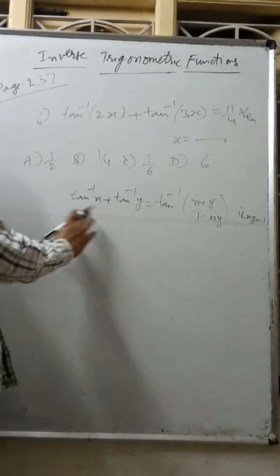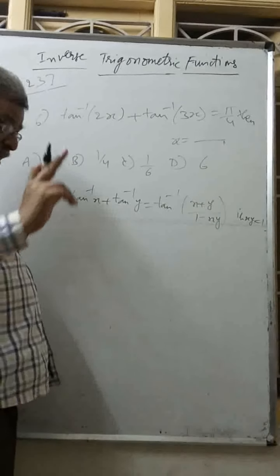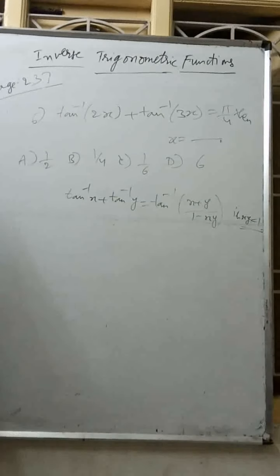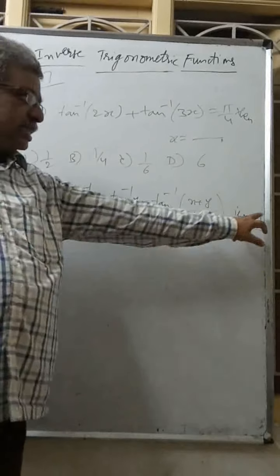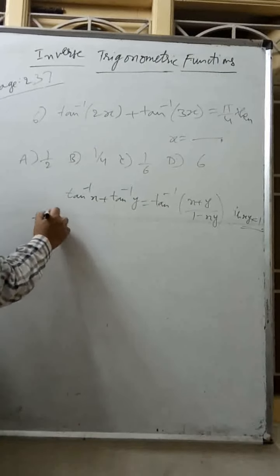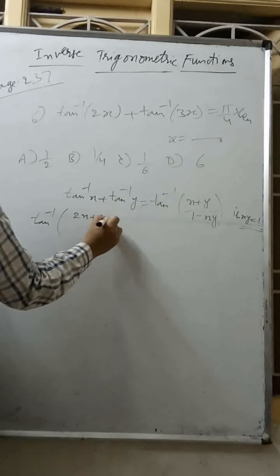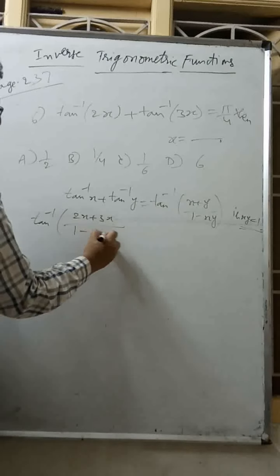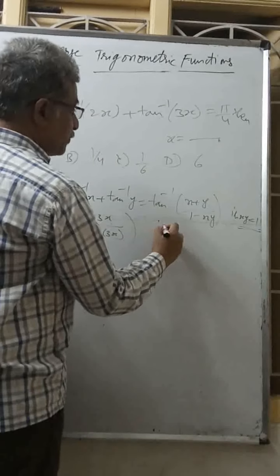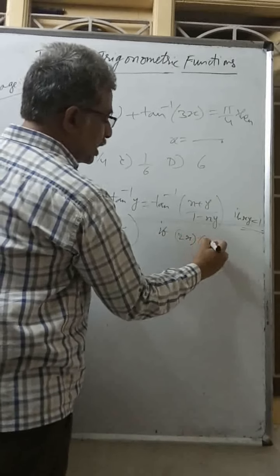So I am taking the first formula. Tan inverse x plus tan inverse y equals tan inverse of x plus y by 1 minus xy. Here the implied condition is that xy must be less than 1, whatever the values of x and y separately. So according to that formula, I can write tan inverse of, this is x, this is y, 2x plus 3x by 1 minus 2x into 3x. But when is this formula applicable? If and only if xy is less than 1, meaning 2x into 3x is less than 1.